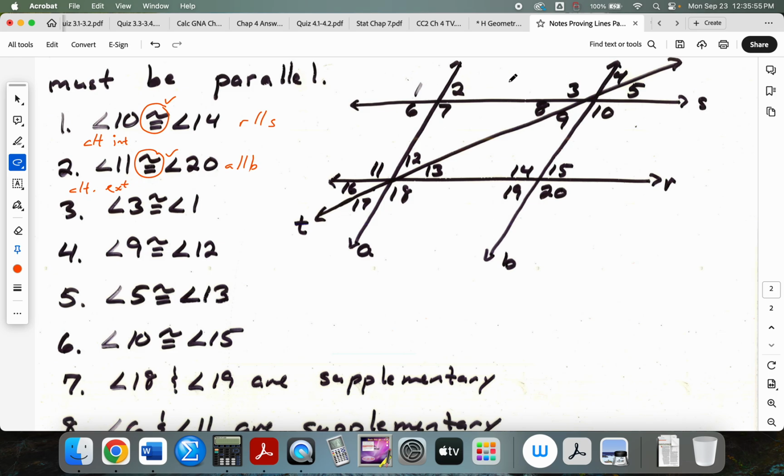What kind of angles are 1 and 3? Corresponding. Is congruent the right relationship for those? Yes. So this is going to be A is parallel to B. Everyone try number 4 on your own, please.